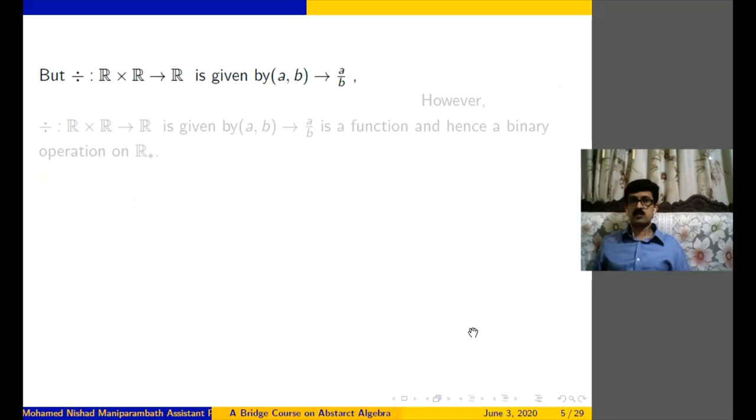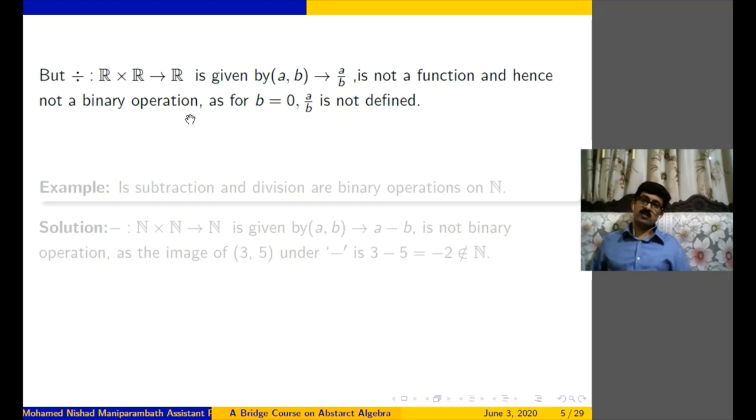But division. Think about division. R is the set of real numbers. Among this set, while considering the pair (a, b), where a and b are real numbers, we will have the result a by b. But it is not a function and hence it is not a binary operation. Why? Because there is an undefined case. If b is equal to 0, if the denominator is equal to 0, a by b is not defined. As R is the set of real numbers, there is an element 0 in it. If b takes 0, what will happen? a by b is not defined. Therefore, it cannot be defined. That is why we can say that division is not a binary operation on R.